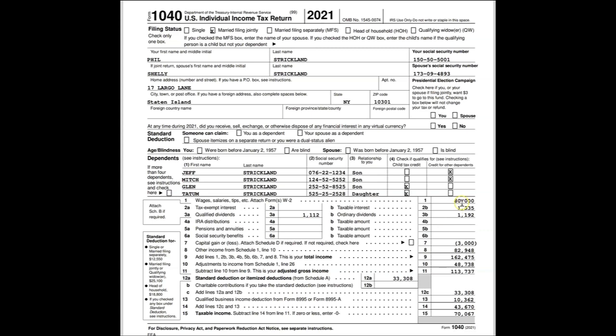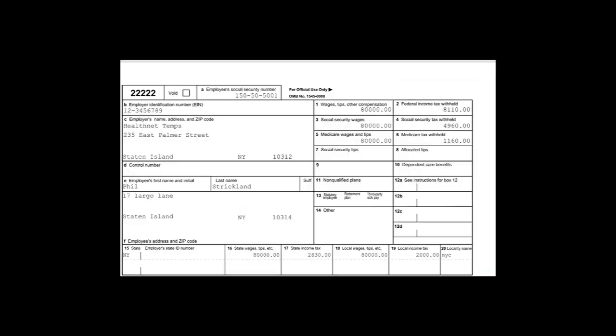So we might as well start with this W-2 form, and you can see that the gross wages on line 1, $80,000, comes right over to the 1040 page 1. And there's that $80,000 right there next to wages, salaries, tips, attached form W-2. Form W-2 comes from the employer, and Phil Strickland has a W-2 from his employer, and that's his W-2 right here.